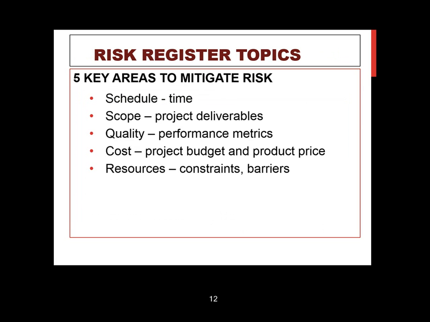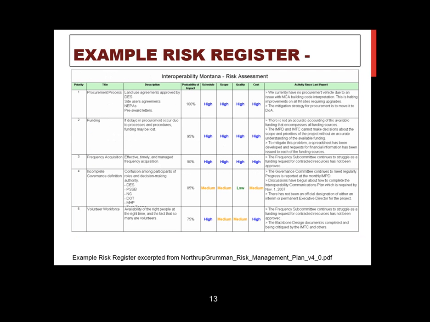5 key areas in the project where you want to focus on mitigating risk, if you haven't already got that from the risk register: schedule, scope, quality, cost, and resources. These key 5 areas are the areas that many projects get graded upon as to their level of success, and so it's important for you as a project manager to keep those key areas managed successfully.